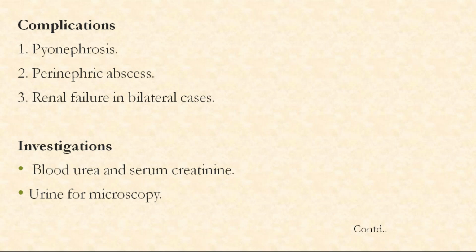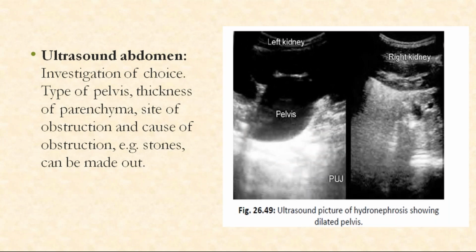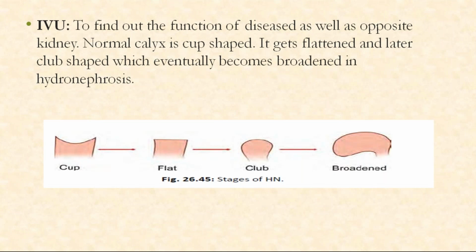So how do you investigate? Blood urea, serum creatinine, and urine microscopic examination, and an ultrasound of the abdomen to know which kidney is involved, the site, and everything you can know by doing an ultrasound, and intravenous urography. So what are the findings on intravenous urography? Normally the calyces are cupped in nature. Once the pathogenesis has taken place, the cup becomes flat and then becomes a club. It is cup shaped, then flat, and then club. So this cup gradually broadens. These are the changes that take place in the kidney itself.